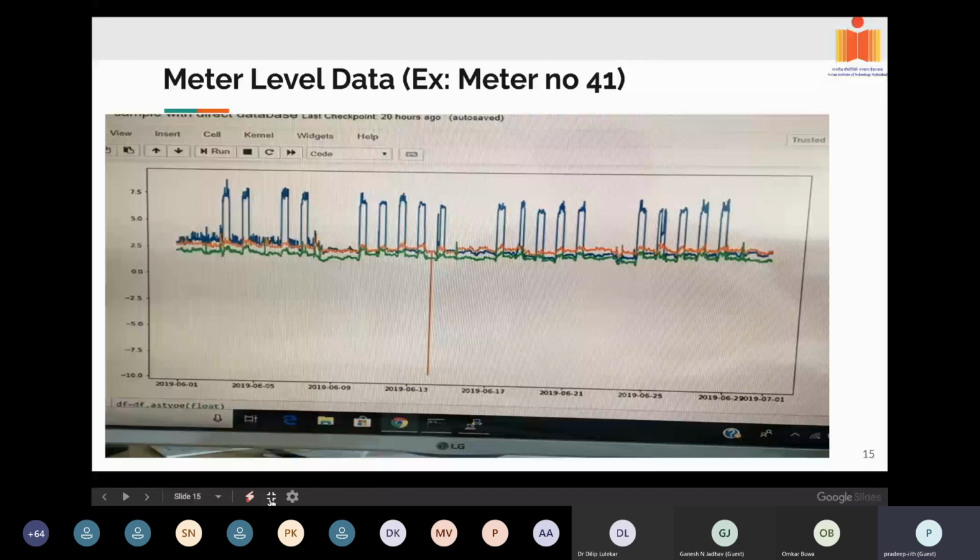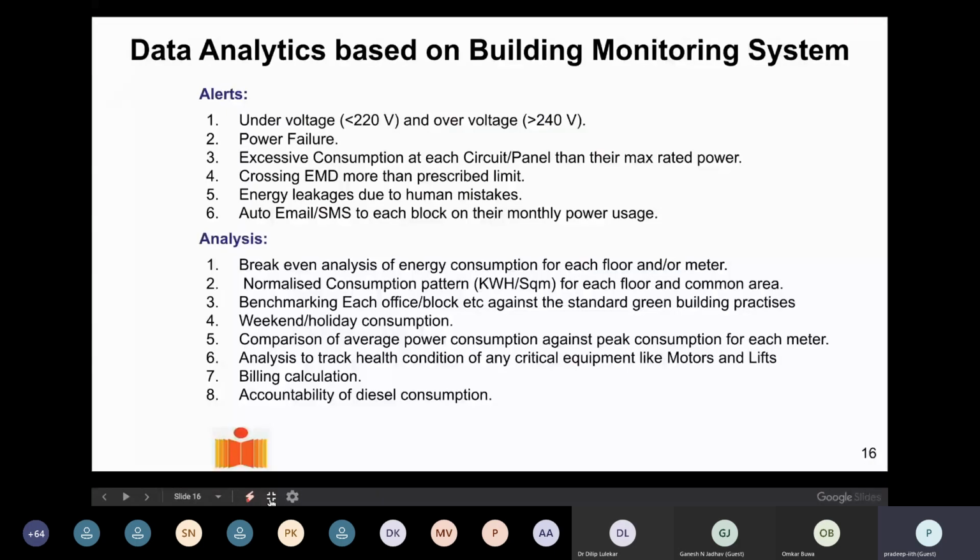Further, if we go down, we can do a lot of analytics on this. That is under voltage alerts, power failure alerts, excessive consumption at circuit level, panel level, and then crossing the EMD and energy leakages. So all these things we can find out. Automatic email and SMS alerts, weekly reports, monthly reports, like that we can generate.